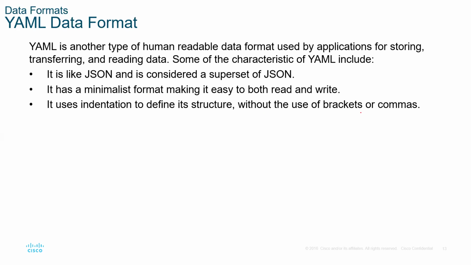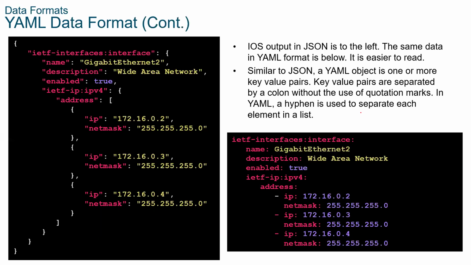Right. So if I take a look at these two data formats, this is a representation in JSON, and here we have YAML. Things to note: my brackets and braces are no longer there. The colon, which separates my key value pairs, is still there, but my quotes are gone. Everything else is the same.